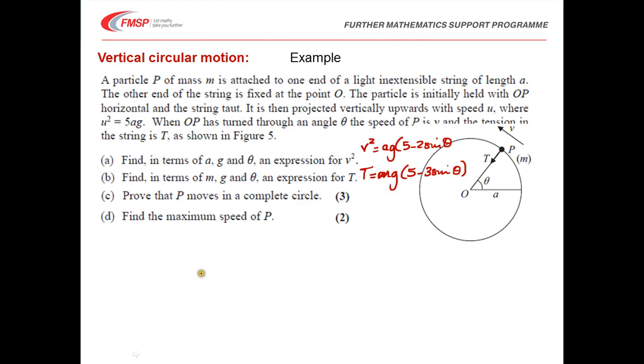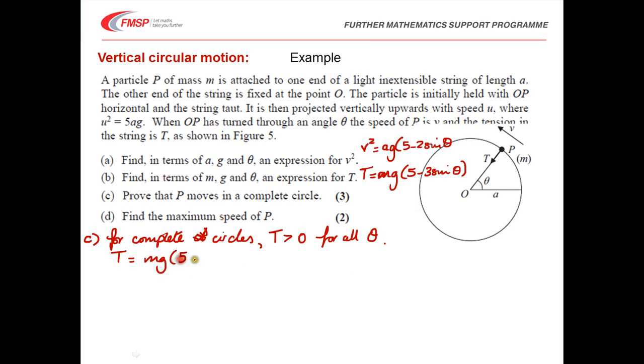Now I've got to prove that P moves in a vertical circle. There are a number of different ways that you can express this. We said on a slide a couple of slides back that in order for a particle on the end of a string to complete full circles, we need to show that the tension has to be positive all the way around. So for complete circles, T has to be greater than 0 for all theta. Okay, and we know that T equals mg times 5 minus 3 sine theta.